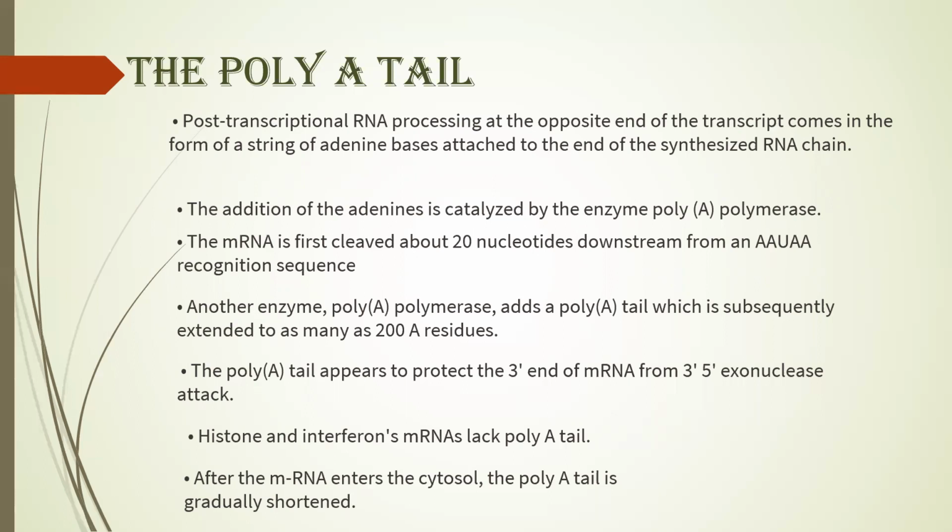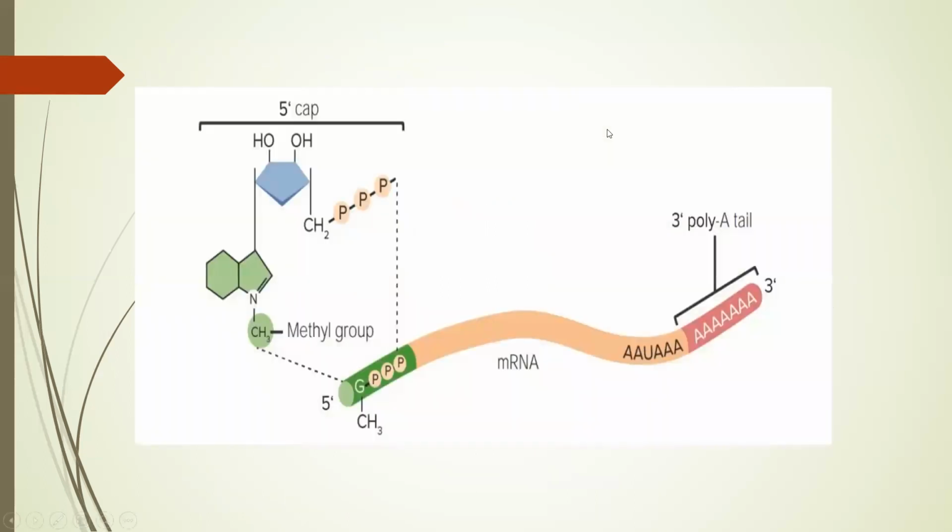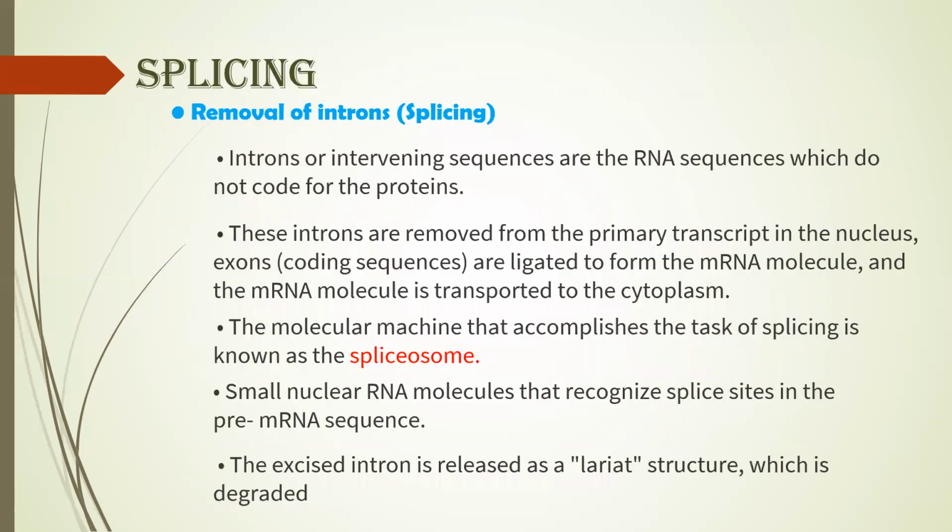And this poly-A tail appears to protect the 3' end of the mRNA from 3' to 5' exonuclease activity. Histone and interferon mRNAs lack poly-A. After the mRNA enters the cytosol, the poly-A tail is gradually shortened. And next, the green color indicates the 5' capping, the red color indicates the 3' poly-A, and the center is the mRNA.